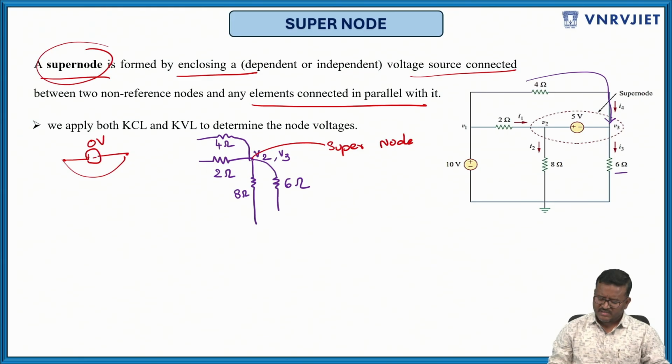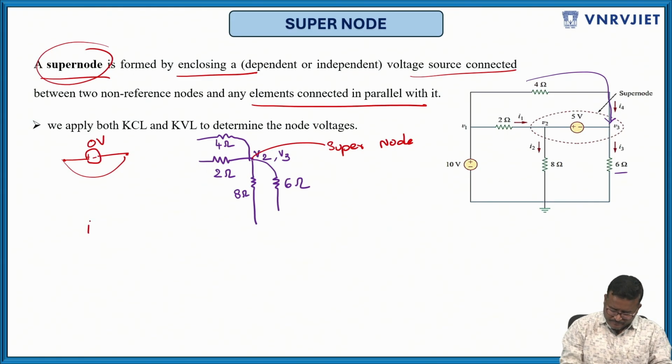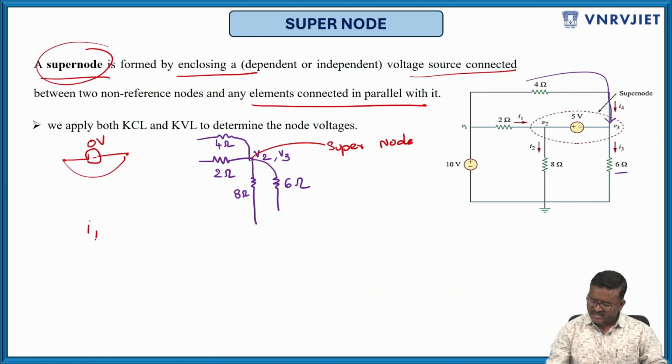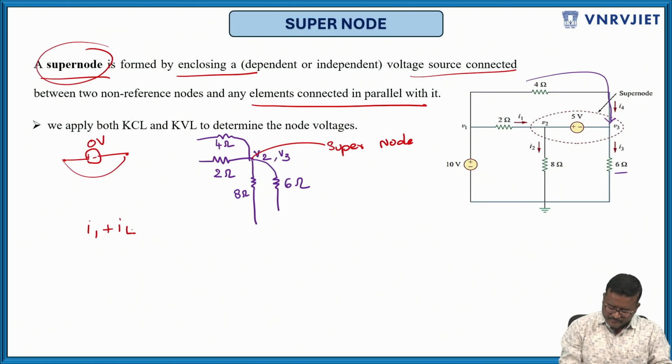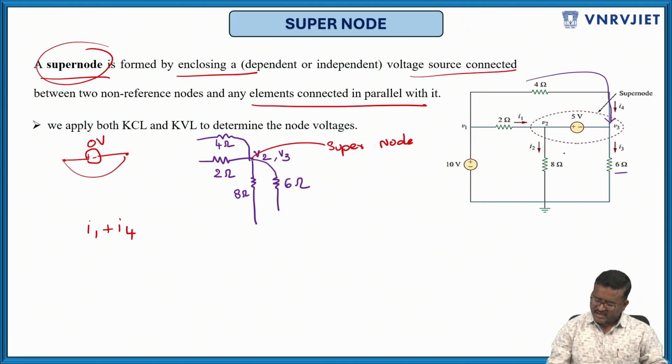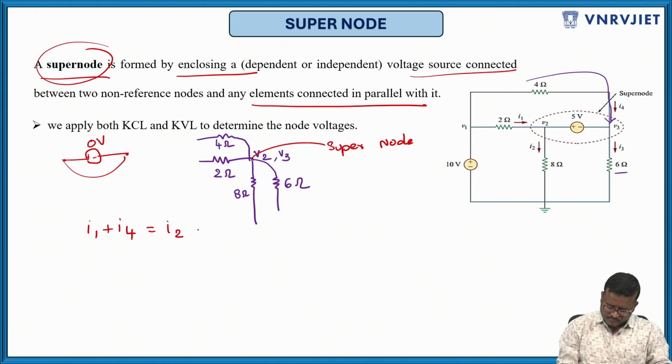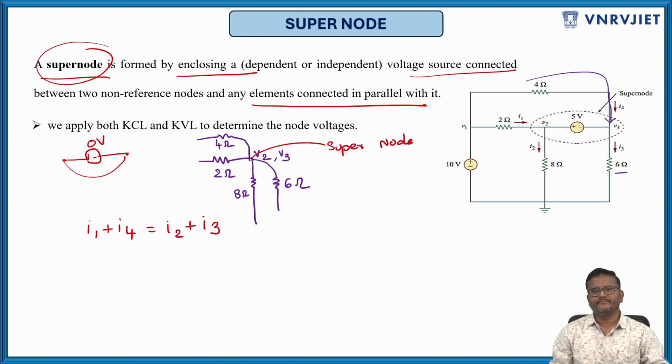So how do we apply the KCL? It is the general method. I1 is entering, and what are the entering currents to this supernode? I4 is entering, and the two remaining currents, I2 and I3, are leaving. So I1 plus I4 equals I2 plus I3. This is how you can write KCL at the supernode.